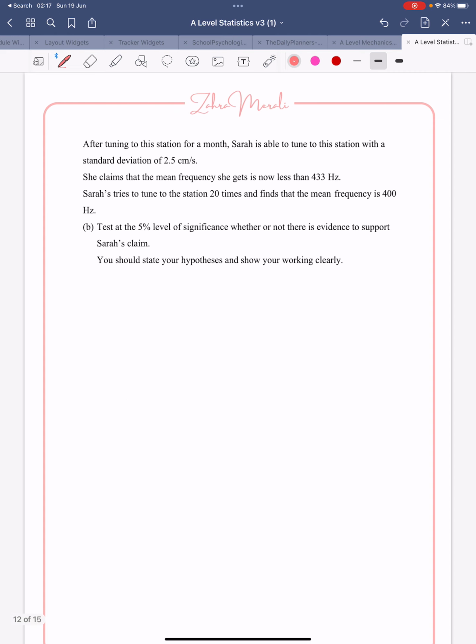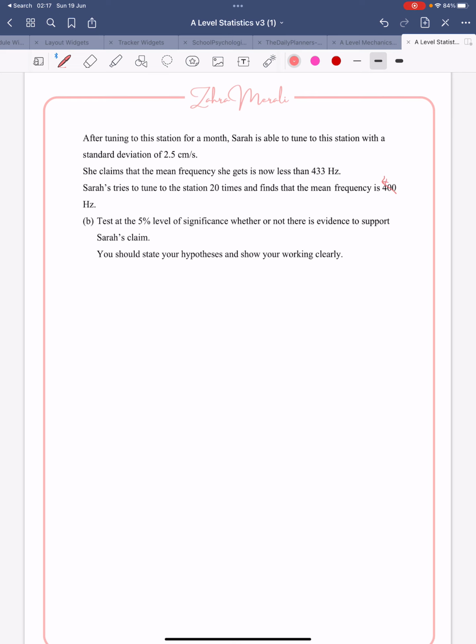Okay, so now she thinks it's going to be less than 433. And when she works it out, she gets a mean frequency. This should say 432. So what we're going to do is do the easy bit first. So H0: mu equals 433. H1: mu is less than 433. Now this is always the same. Your H0 and H1 you should always get right.